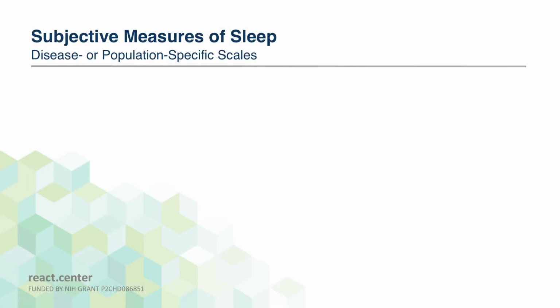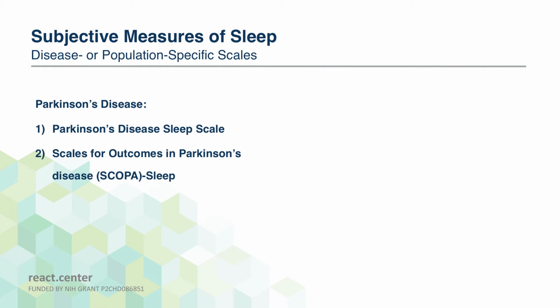Further, there are certain sleep questionnaires that are tailored to specific disease states. For example, I mentioned that I study Parkinson's disease, and 2 Parkinson's disease-specific scales are listed here: the Parkinson's Disease Sleep Scale and the Scales for Outcomes in Parkinson's Disease, or SCOPA, Sleep. The PDSS, for example, has been used in research outcomes related to rehabilitation, looking at how sleep changes due to an intervention such as Tai Chi or other rehab interventions.